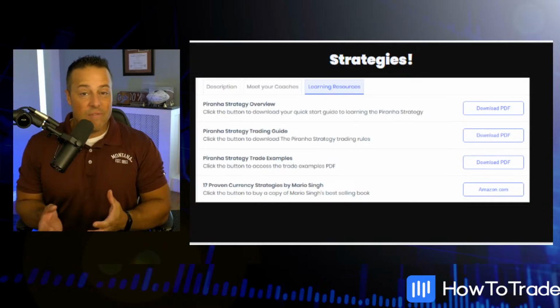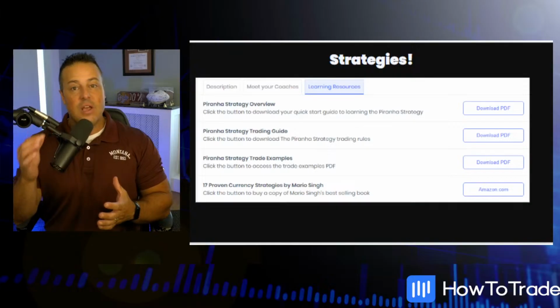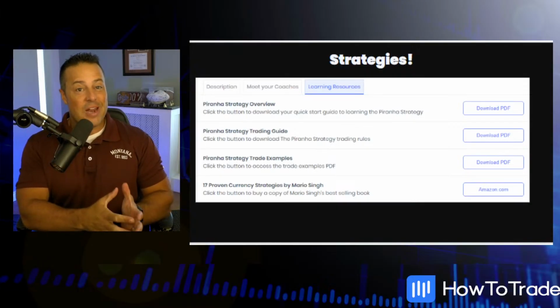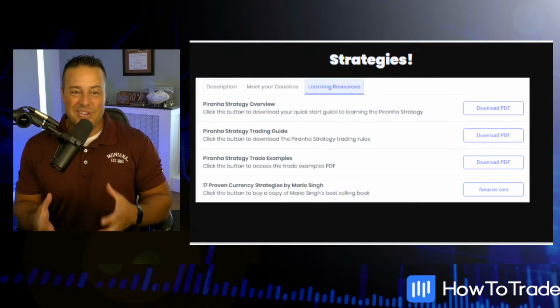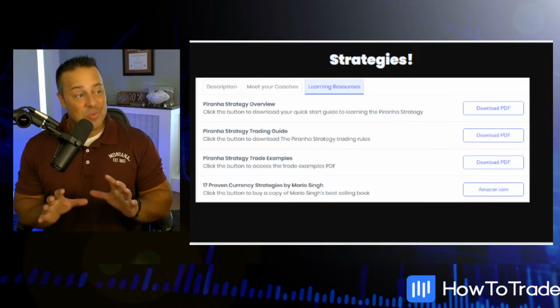Some of them are a bit more involved. The Bollinger W is a bit more involved. The Japanese noodle, and Nick's strategy, are a little bit more involved. This one's pretty simple. It's indicator-based, but it's pretty simple.